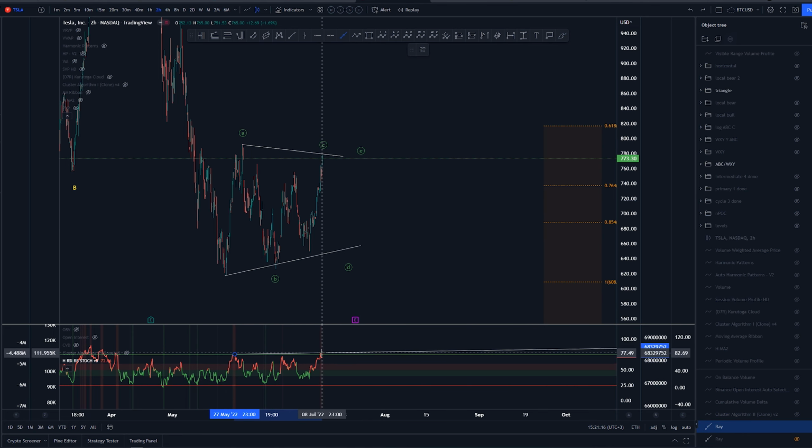Definitely not the prettiest here on the B wave. Can't really get that pretty ABC in here. Again, needs to be that WXY in here, B wave already, which is again less likely overall.